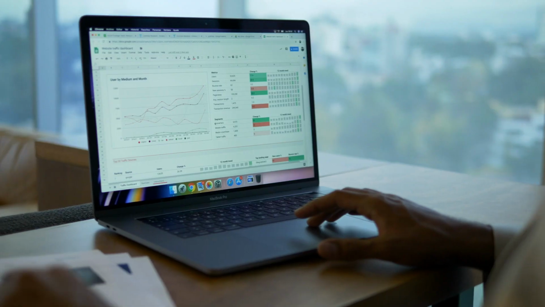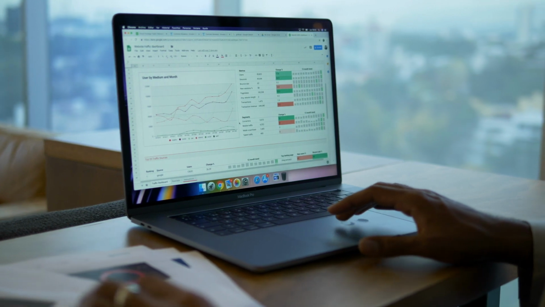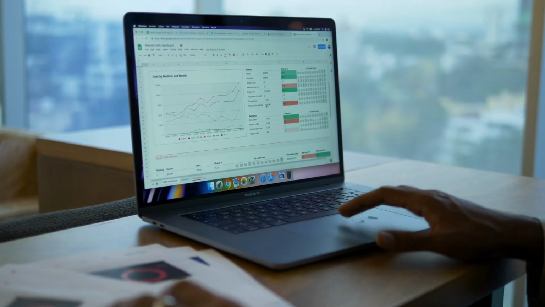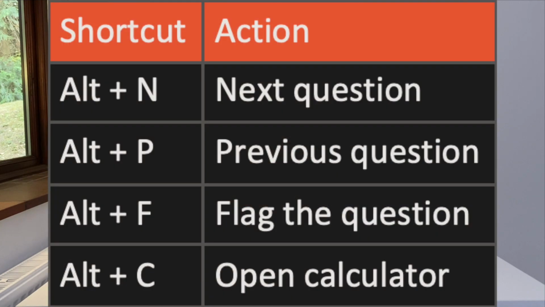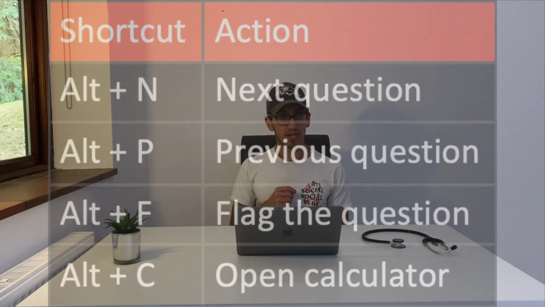One of the most important things to remember is that the UCAT exam is an online test, which means that in order to be the most efficient at writing down the answers, the best thing to do is to learn the keyboard shortcuts. So if you press the Alt key and N, that will get you to the next question. Alt and P takes you to the previous question. Alt and F will flag the question, and Alt and C will open the calculator. Those last 2 are super important.